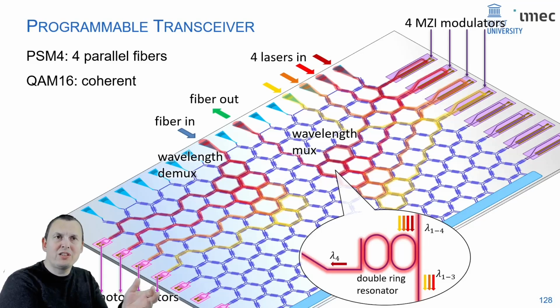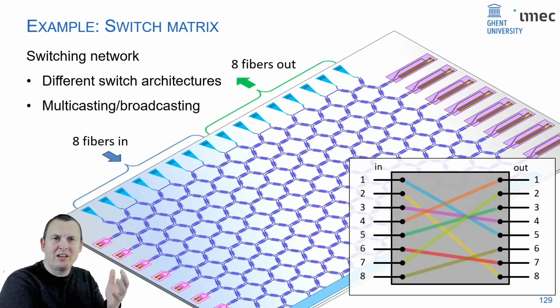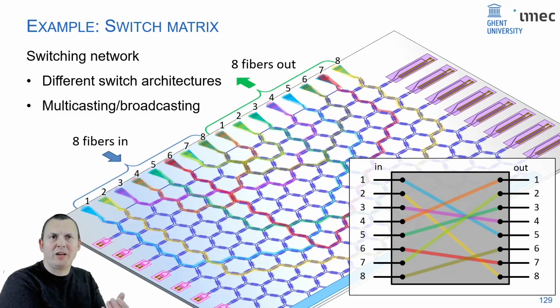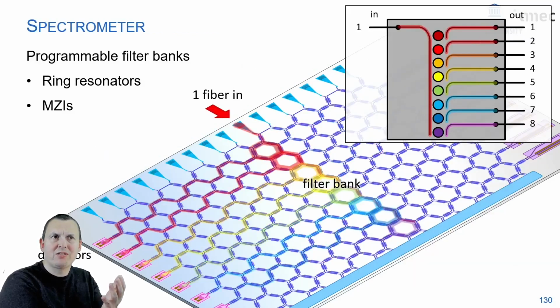You can do more than transceivers, of course. You can, for instance, build a switch. You just assign 8 input, 8 output fibers, for instance, and then the routes that the fibers need to connect to one another. And these can be redefined on the fly to basically implement any kind of combination of inputs and outputs. You can also go beyond communication applications, like for instance build a spectrometer that can be implemented as a bank of ring resonators.